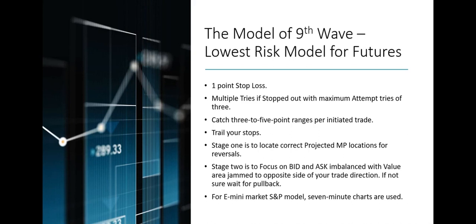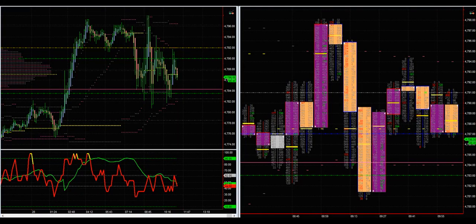For the E-mini S&P model, 7-minute charts are used. Start with 2 contracts. With that, let me hand over to our chief quant engineer to walk you through some examples. Thank you, Christina. Appreciate the quick summary of the system.